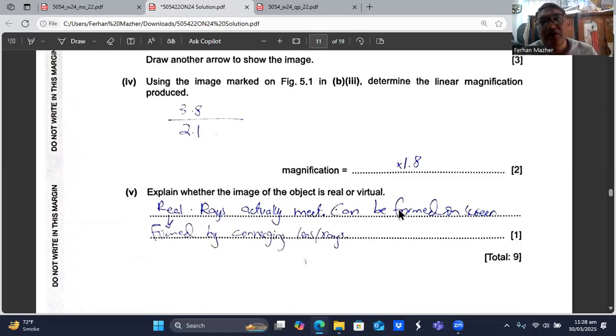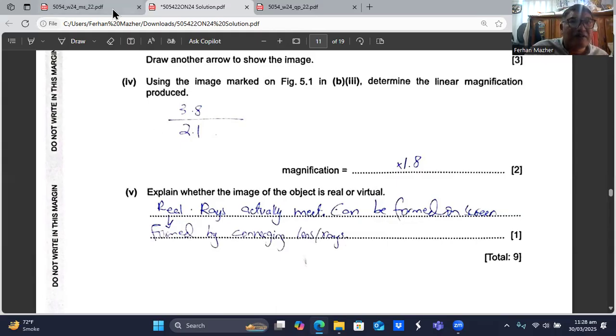It should be passing through the center of the F2, and the other line should be passing from the center of the optical center. And obviously, you will get the right answer, sir. Magnification you can find by two things: the distance of the image from the optical center divided by the distance of the object from the optical center, or height of the image divided by the height of the object.